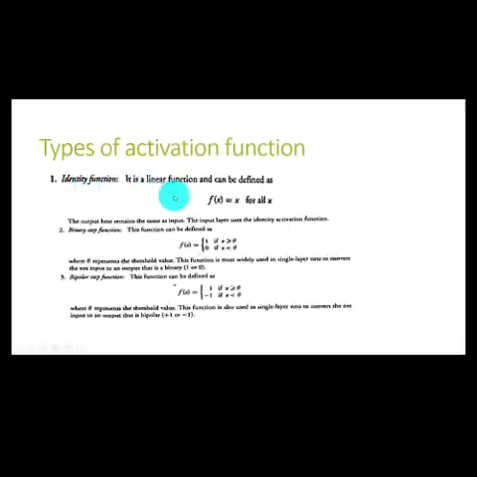The equation for identity activation function is f of x equals x for all x. In this activation function, the output remains the same as the input. That means there is no change in the input. Whatever the net input is will become the output of the neural network. This activation function is applied on the input layer.